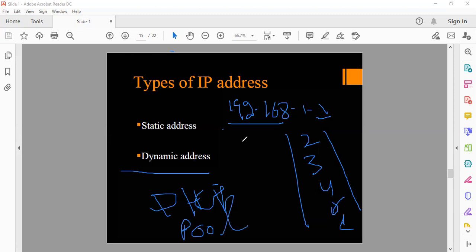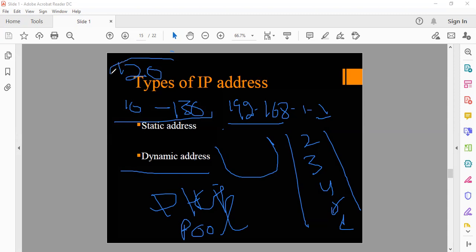A pool is like a swimming pool. Suppose you set a range from 10 to 130. In that case you have 120 IP addresses, and the system will pick these addresses after 10. It will assign 11, 12, 13, 14, 15, 16, one by one to each system.